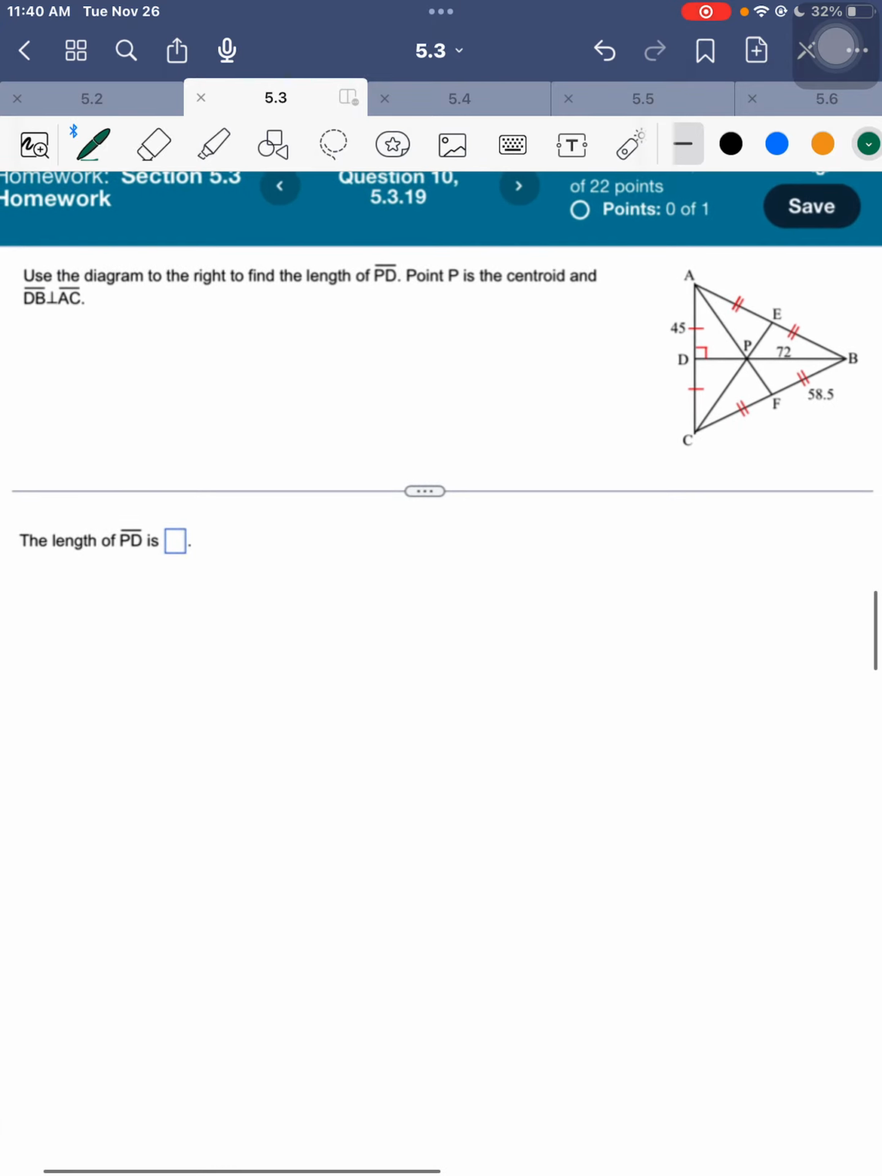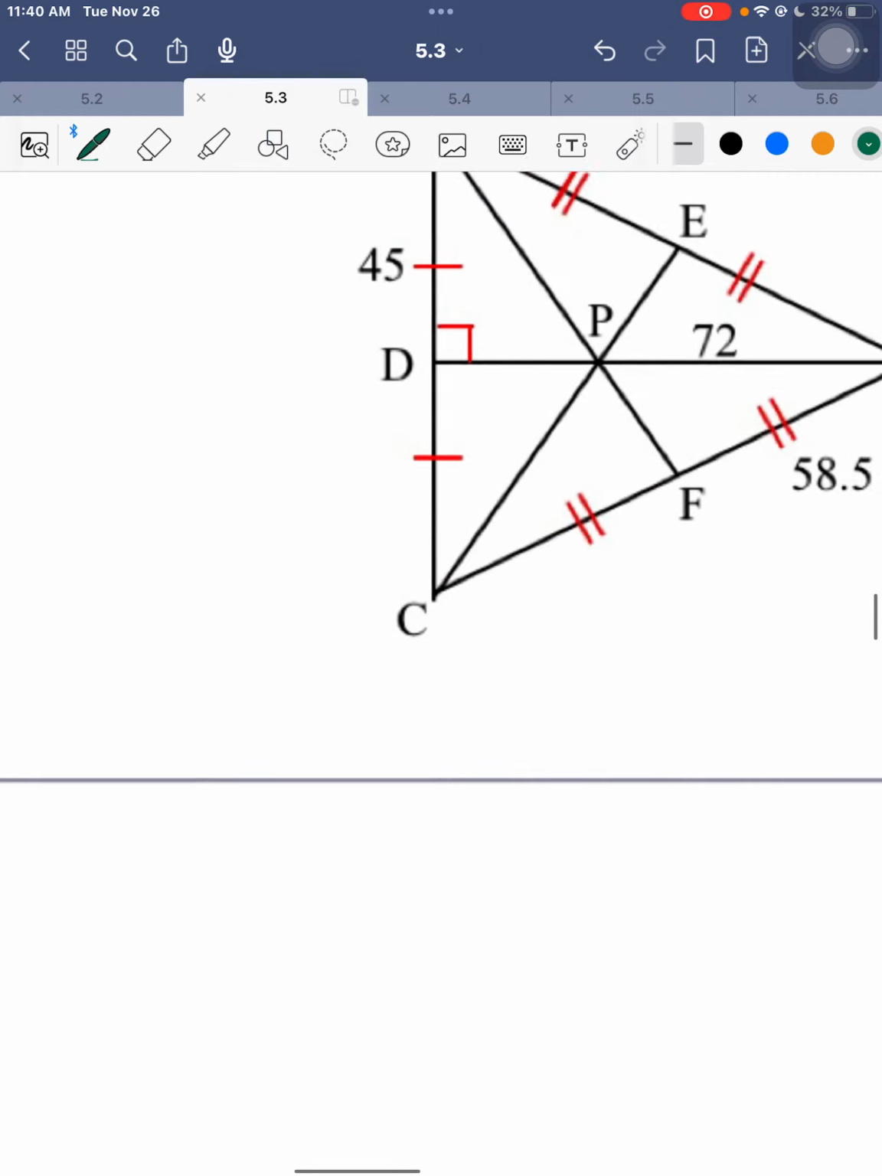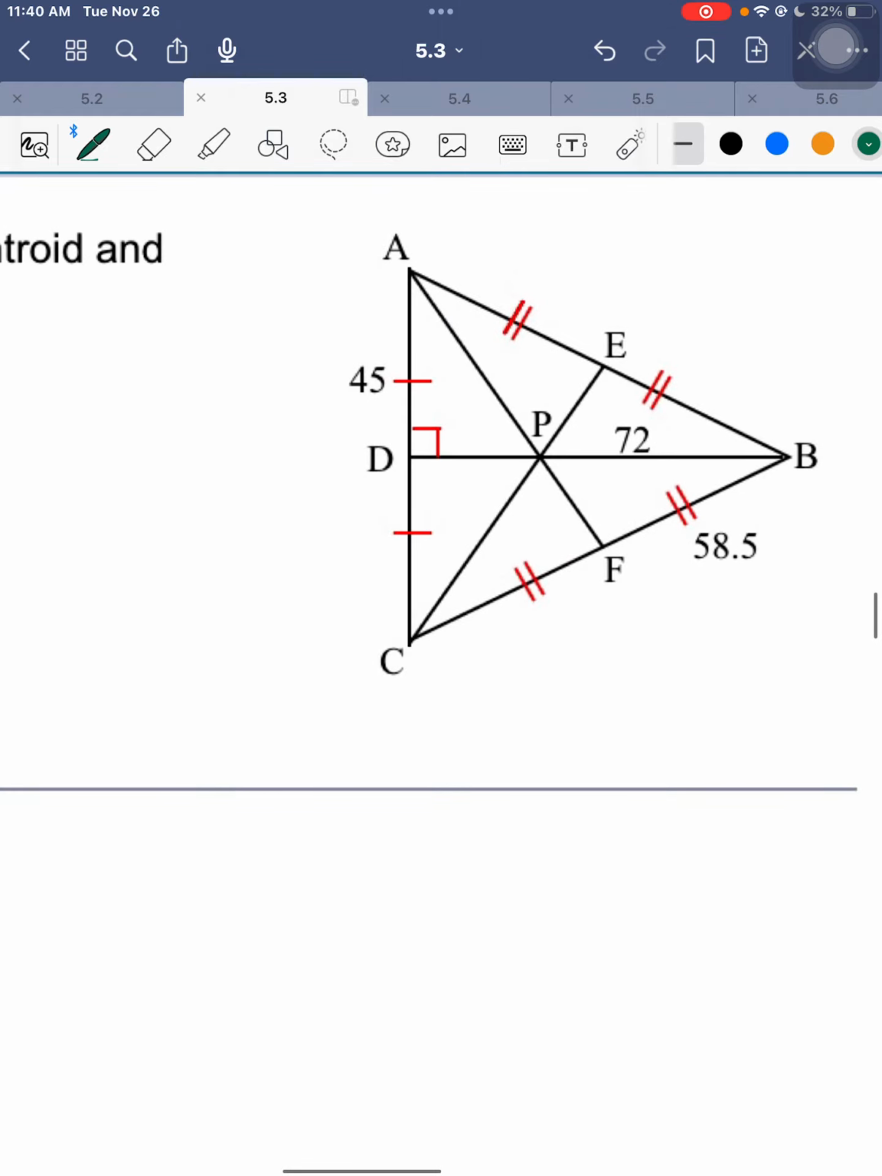Okay, so now let's look at this. Use the diagram to the right to find the length of PD. Point P is the centroid. Okay, perfect. They didn't actually have to tell us that it's the centroid, because I know that I'm starting at a vertex and I'm going to the opposite side at its midpoint. So they really didn't have to tell us that. They kind of went easy on us, right?